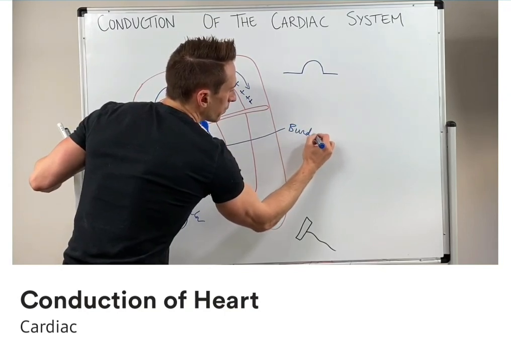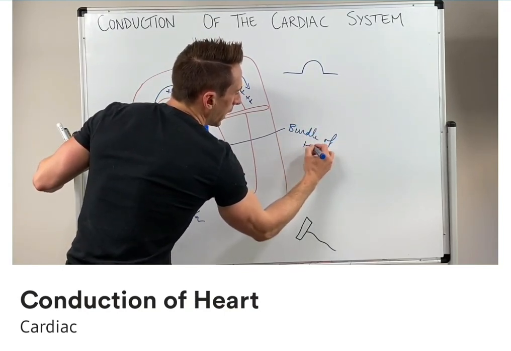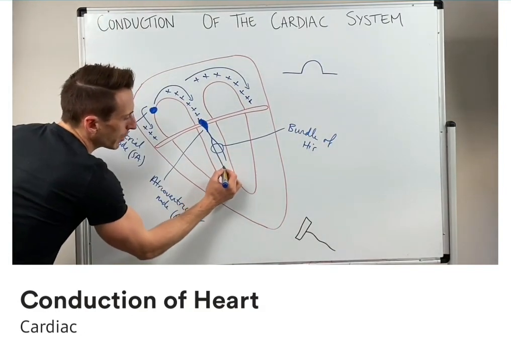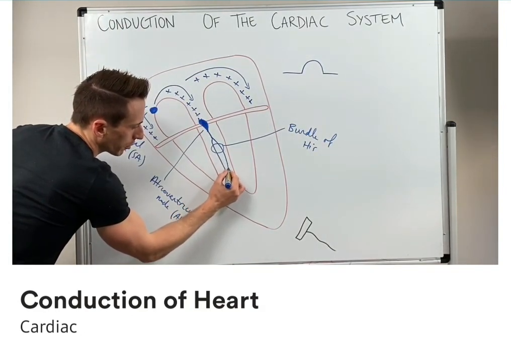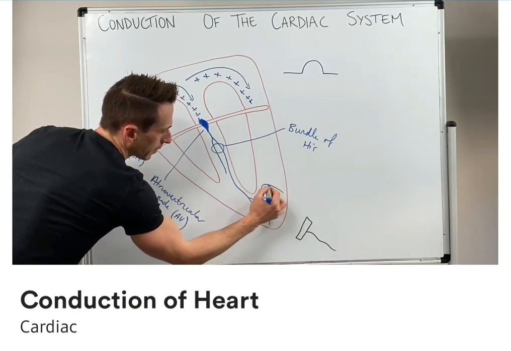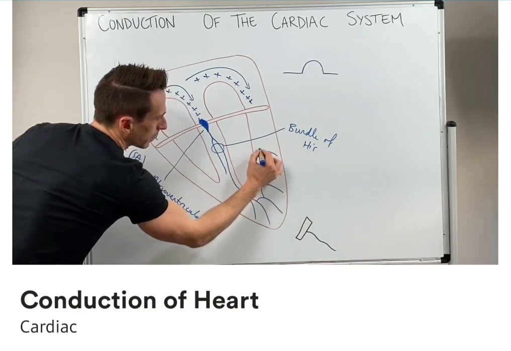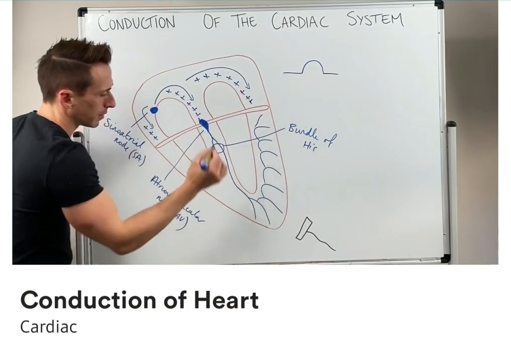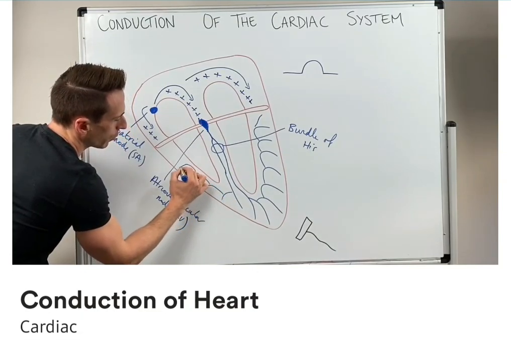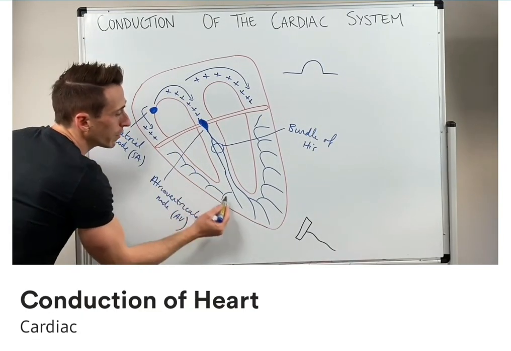Bundle of His. And you may just refer to them as bundle branches. These bundle branches then branch off, right? And they're going to branch off like this. And then the other one branches off like that through the heart muscle of the ventricles.